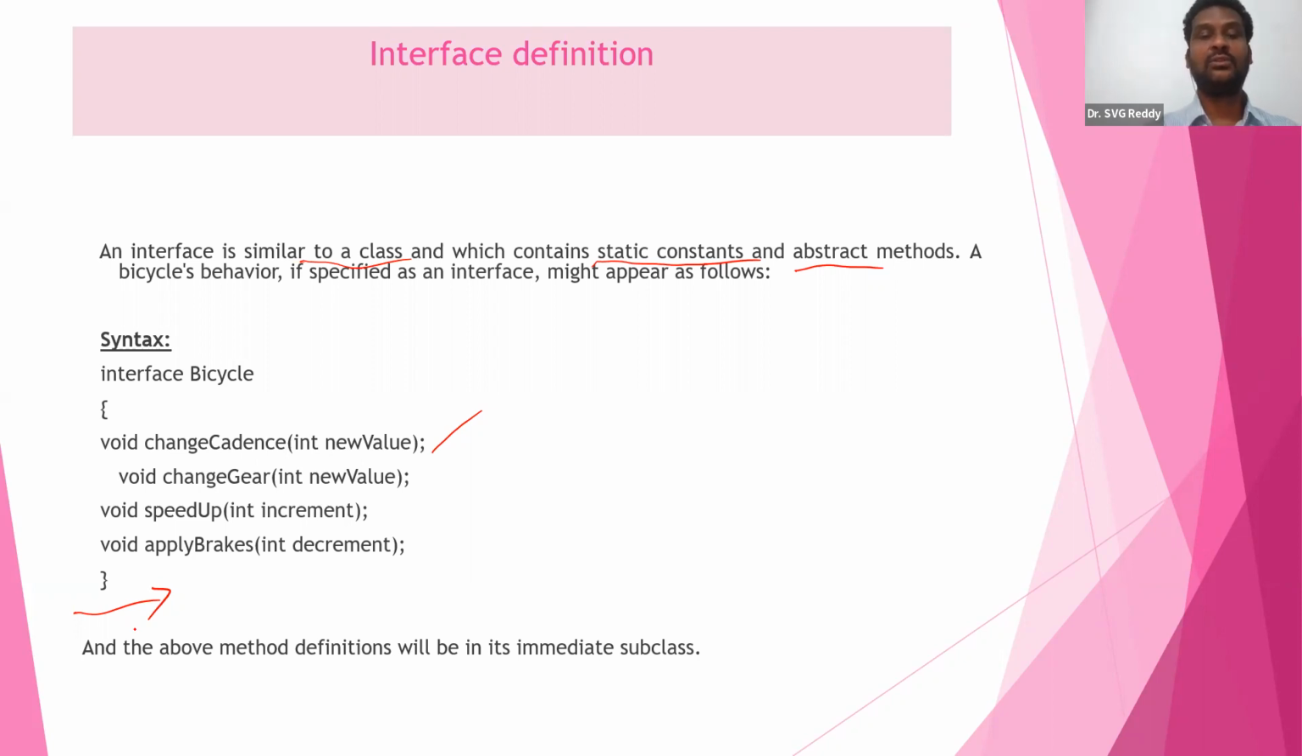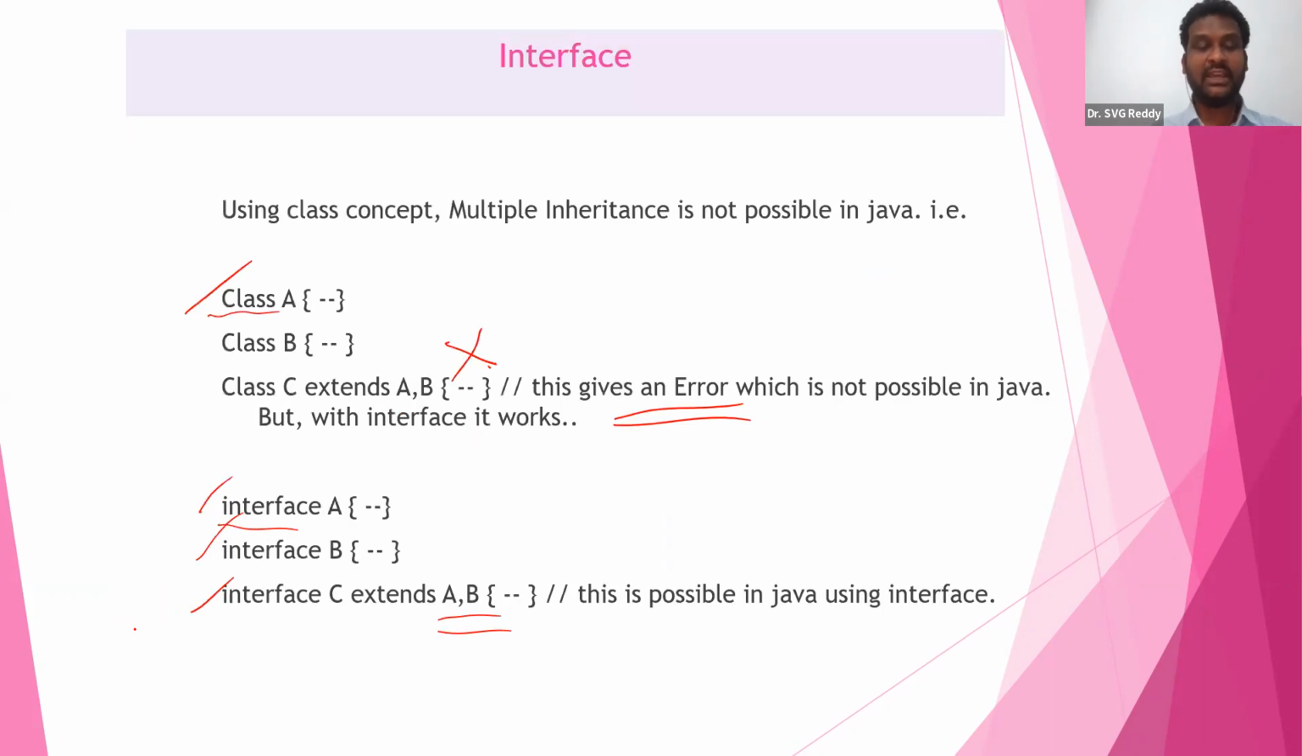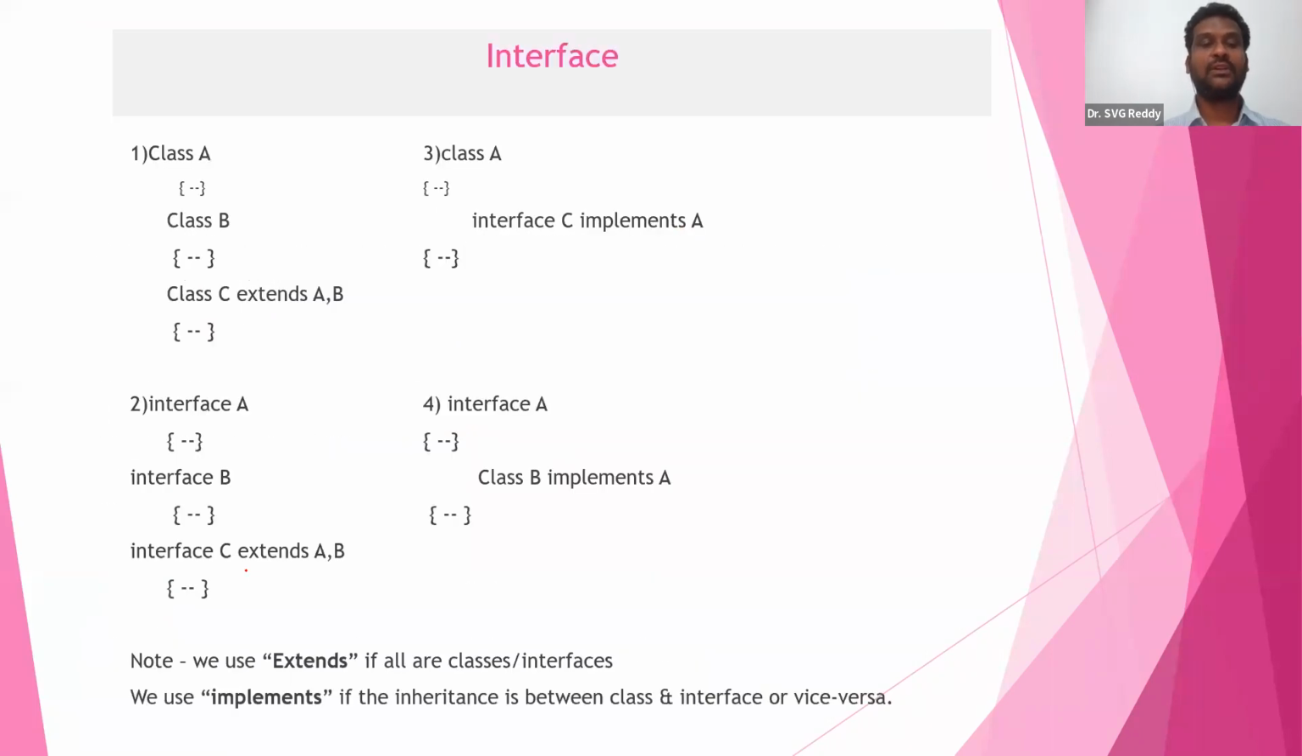So interface is also like a class, having constant variables and abstract methods. That's all, that is the difference. So that is something about an interface. That's why it's like a class only, having constant values and abstract methods. So why delay? Let's see.